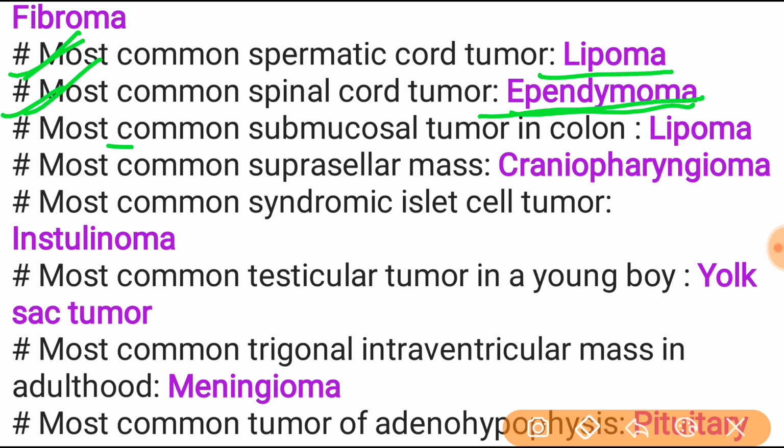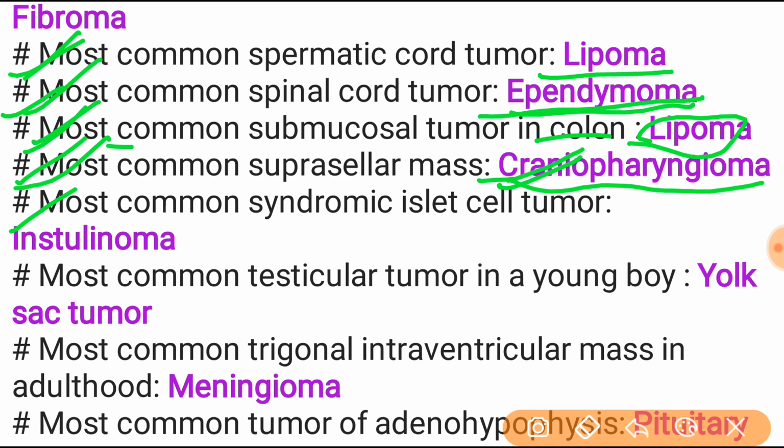The most common submucosal tumor in the colon is lipoma. So this is also important. The most common suprasellar mass is craniopharyngioma. This is also a most important question from the view of radiology. One question in radiology will be based on craniopharyngioma, and craniopharyngioma is the most important. One question will be asked.